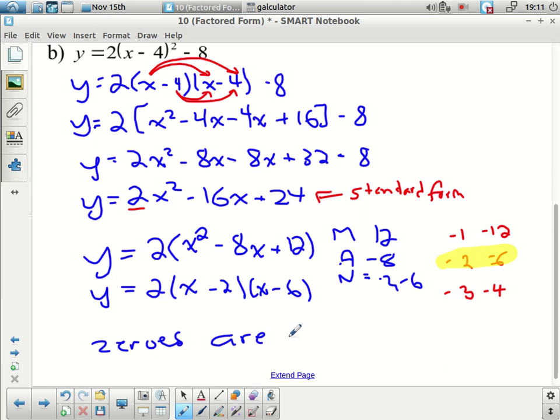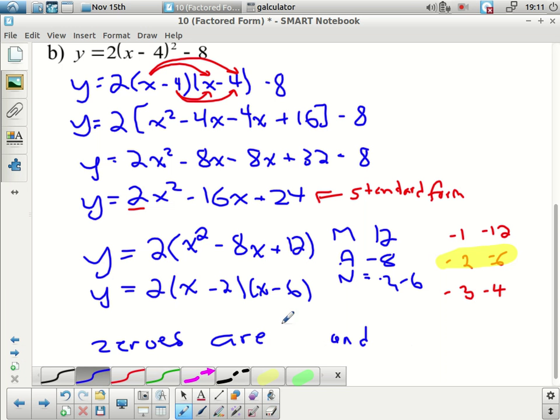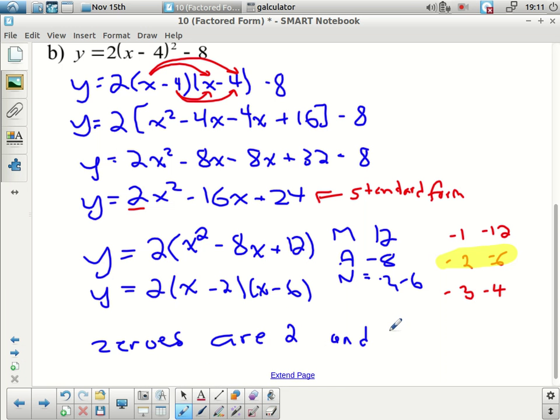Okay, so I get negative 2. Wait, yes I do, and negative 6. Okay, no, I don't get that, do I? I'm doing that wrong. Zeros are 2 and 6. Positive 2 and positive 6.